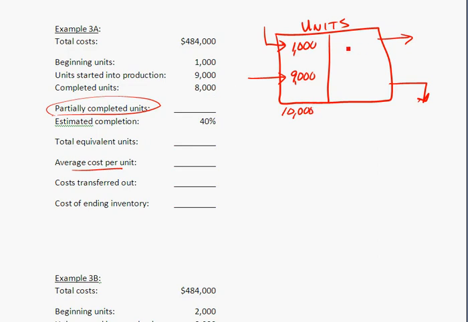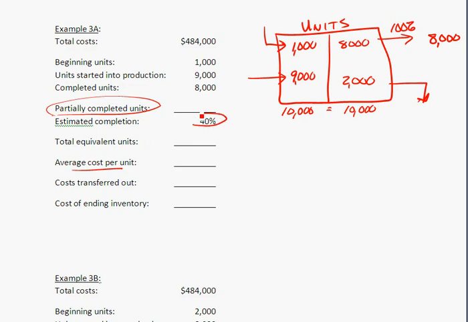We completed or transferred out 8,000 units, which means our ending work in process has to be 2,000 units, since we know both sides of the box have to equal each other. Anything that we complete and transfer out, we assume is 100% complete. So 100% times 8,000 is 8,000 equivalent units.